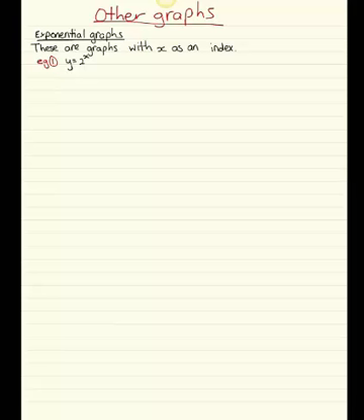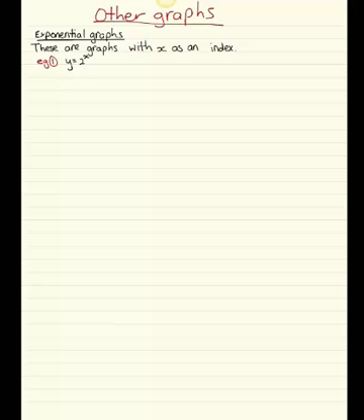Okay, so we're going to look at some other types of graphs today. The first one that we're going to look at is called an exponential. An exponential graph has x as an index. So rather than having x to the power of something, you have something to the power of x. We're going to look at a really simple one: y equals 2 to the power of x.